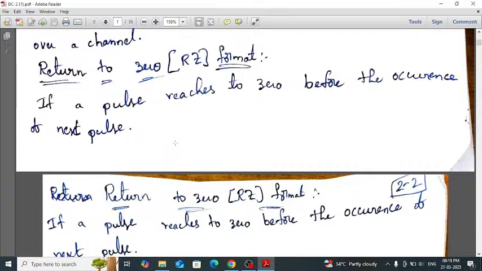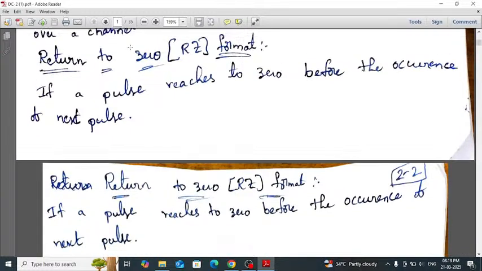Okay. So basically this line coding format is divided into two types, return to zero format and non-return to zero format. If a pulse reaches zero before the occurrence of the next pulse, then it is called return to zero format. Here, return to zero means the pulse will be present for only half of the pulse duration.